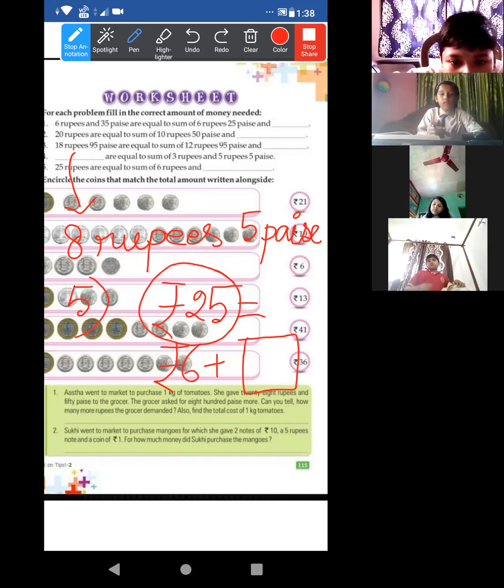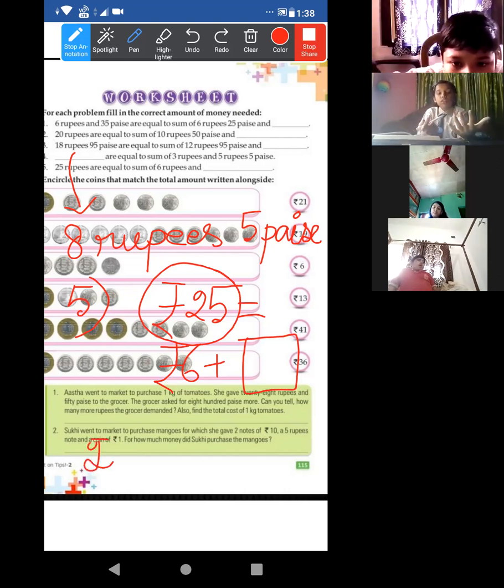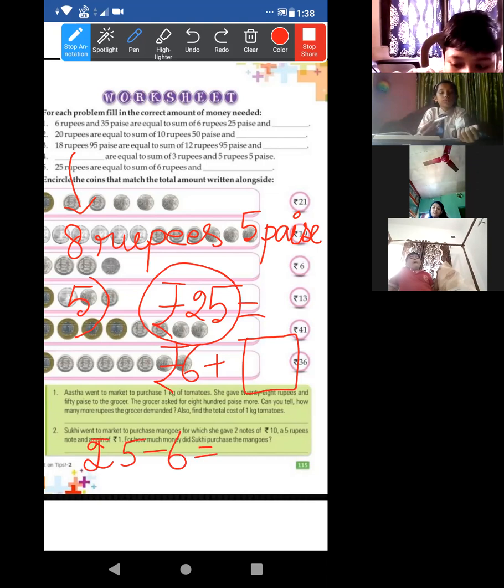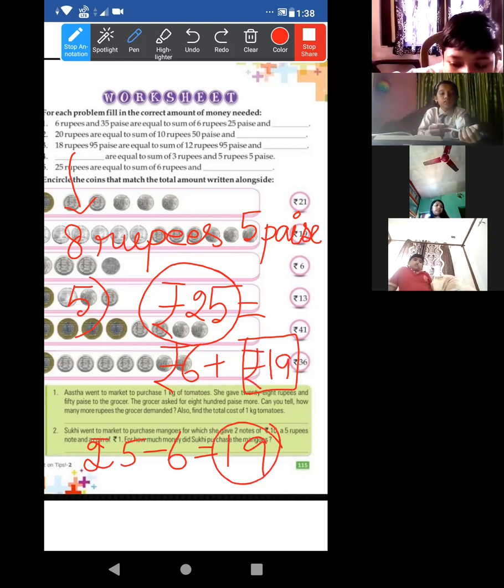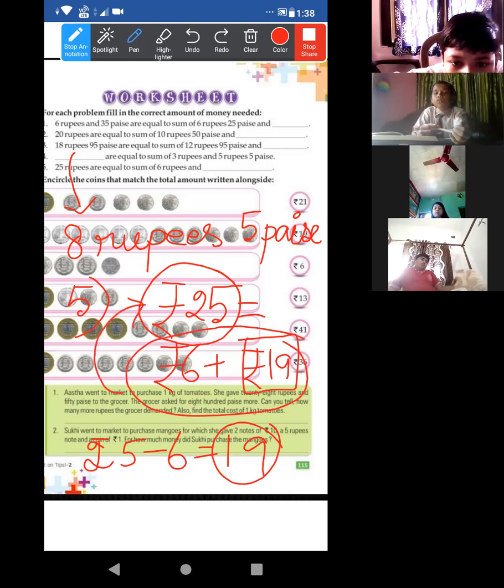How much do we have to add with 6 rupees? It will be 25. Count it. We just have to do the subtraction now. 25 minus 6, it will be 19. Then if we add 19 rupees, then only the total addition will be 25. Yes or no?